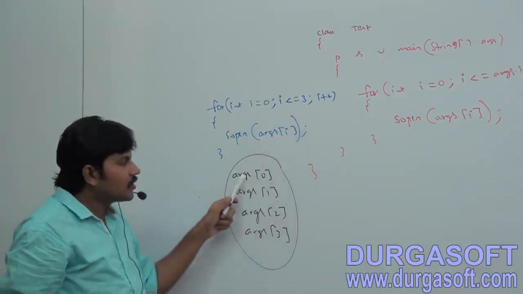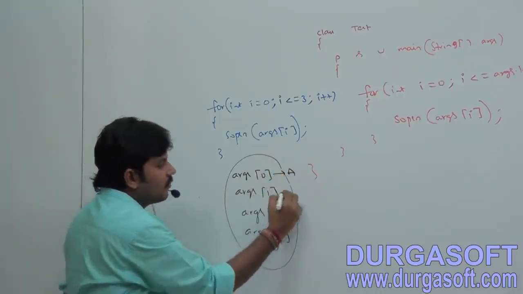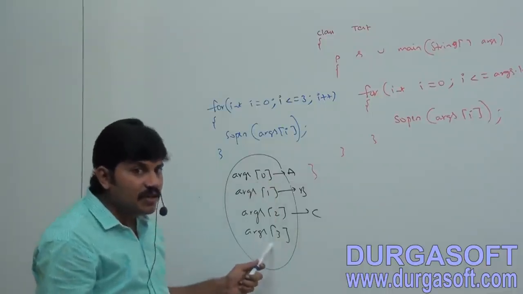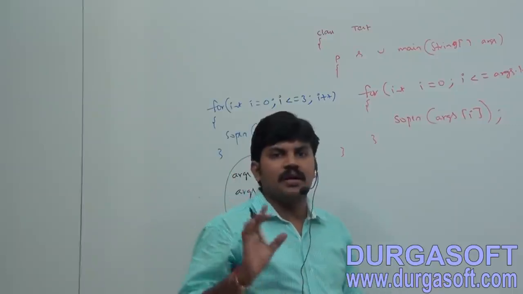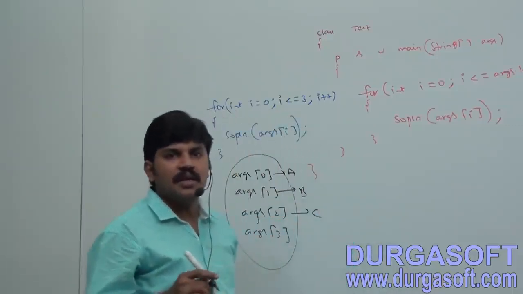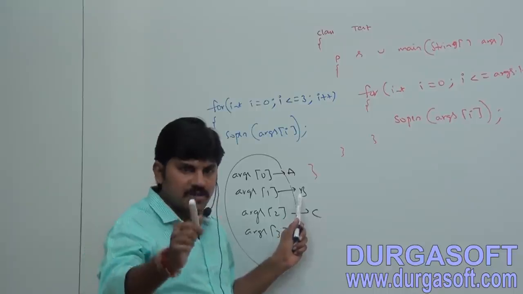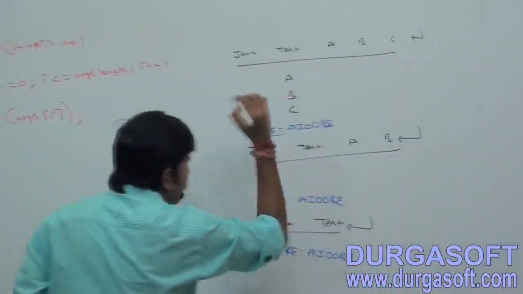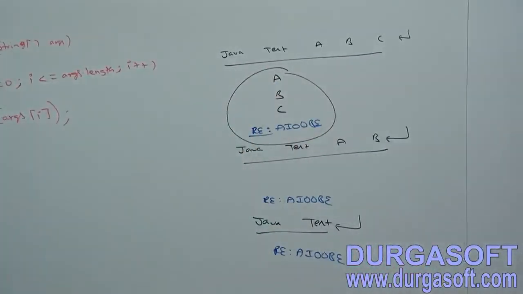Make sure. Args of 0 means A is there. Args of 1 means B is there. Args of 2 means C is there. But where is args of 3? Not there. That's why immediately we get a runtime exception saying array index out of bounds exception. Are you able to understand that? So in the first case, the answer is A, B, C followed by array index out of bounds exception, because of less than or equal to.